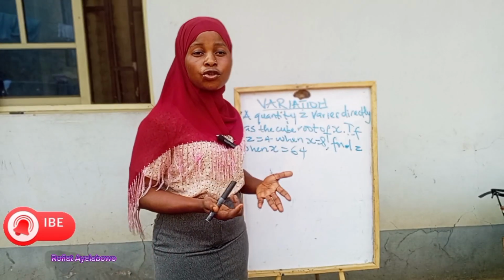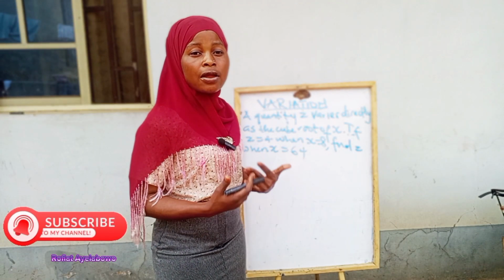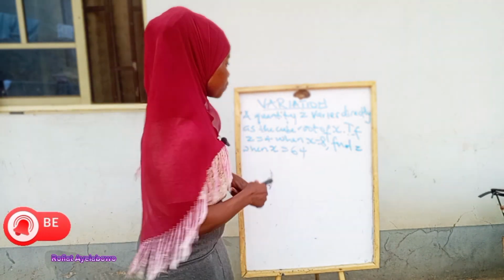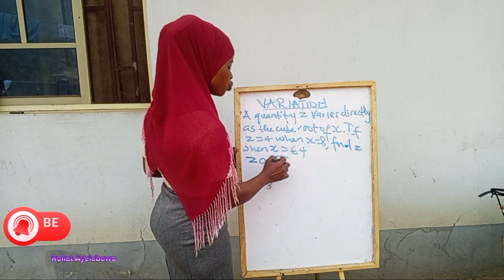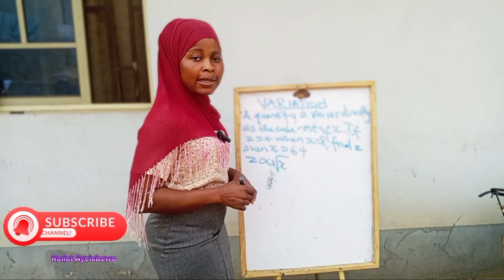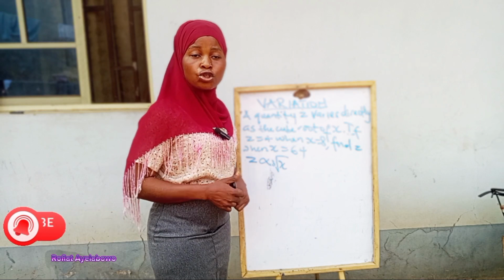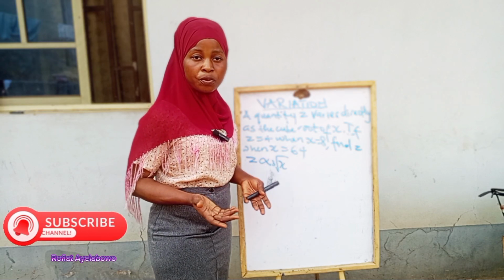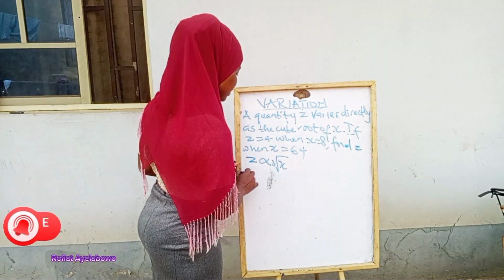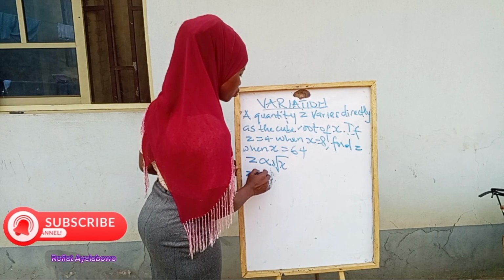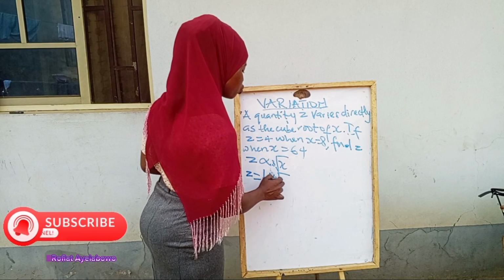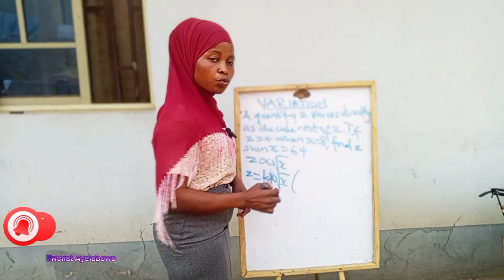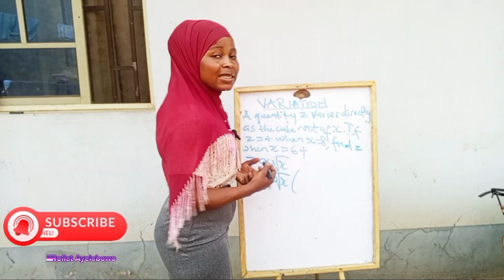The first thing that we are going to do is to write the symbolic representation of the equation. z varies directly as the cube root of x. Let's introduce our constant k to know the rate at which they are proportional. z is equal to k times cube root of x. You put it into brackets where k is constant.